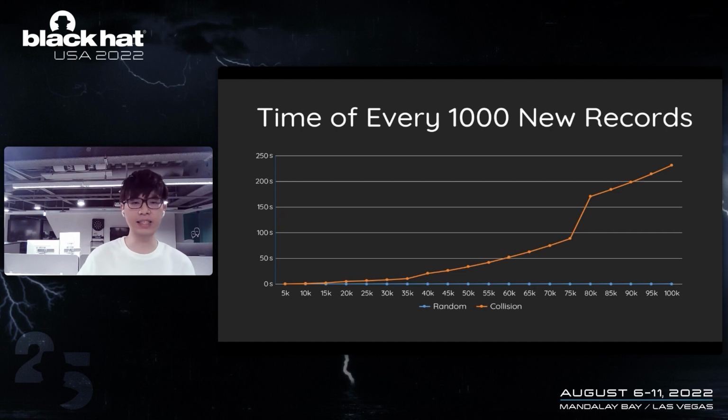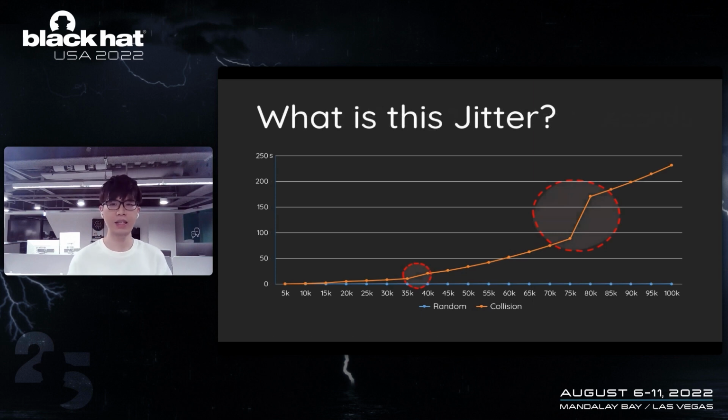The line in blue is the time of inserting random records, and the line in orange is the records with collisions. You should be able to figure out there's a huge difference between the two lines. However, the jitters around 35,000 and 75,000 are weird. What's the jitter? Theoretically, the line's growth in orange should be in linear time. So what actually makes the time increase unsmoothly?